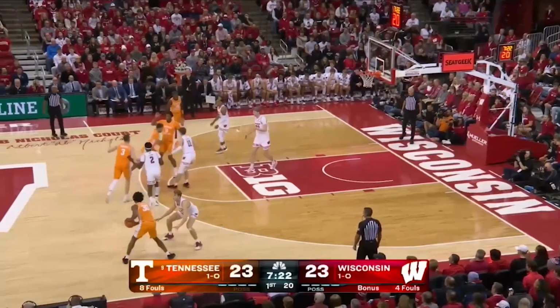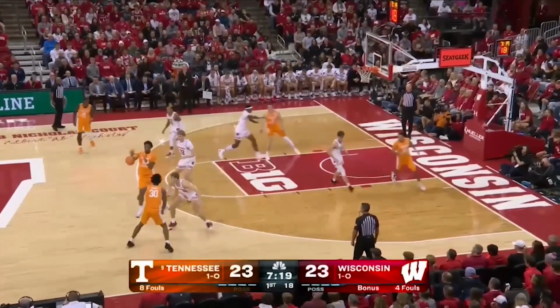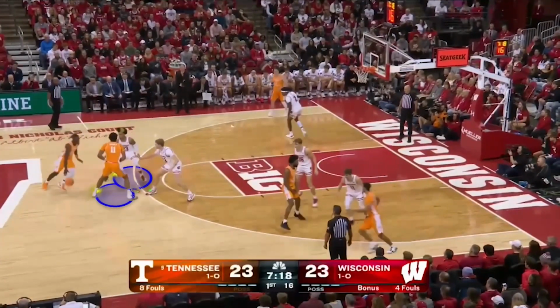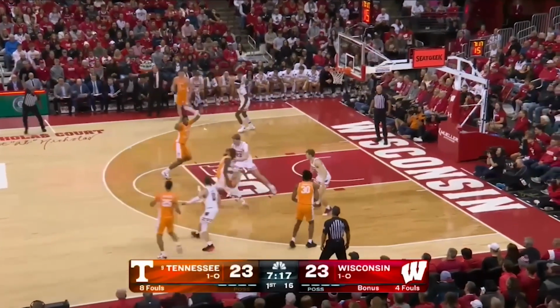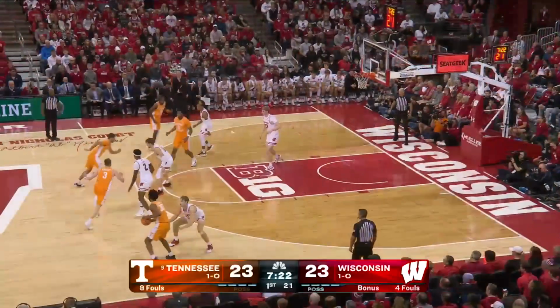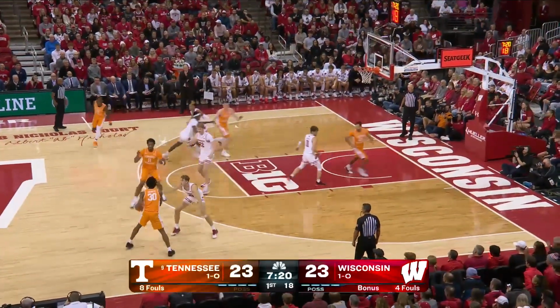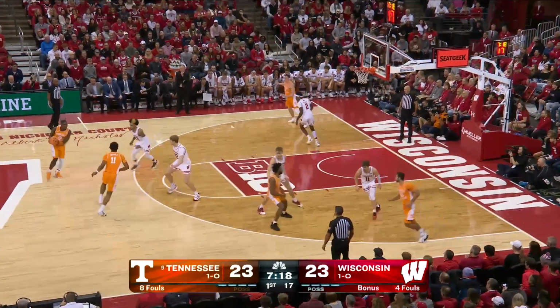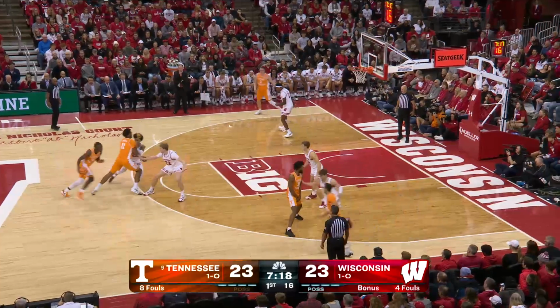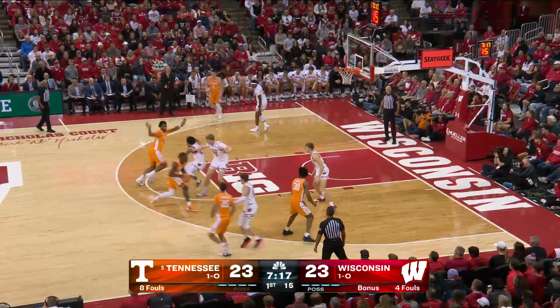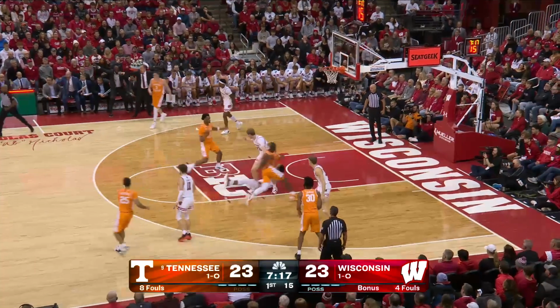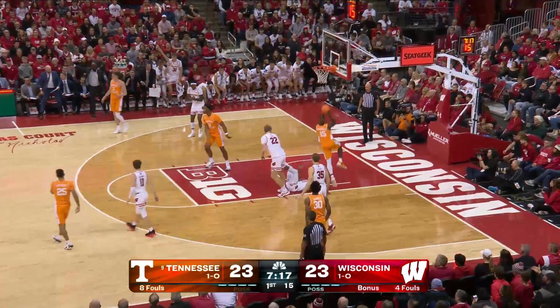Orange 11 prepares to set a screen. However, before there is contact with the opponent, 11 cuts to the basket. In the process of cutting to the basket, he runs into on-ball defender white 23, who is actively defending red 15 on the play. Even though he is no longer setting a screen, 11 is responsible for the contact with white 23 and is correctly called for an illegal screen.